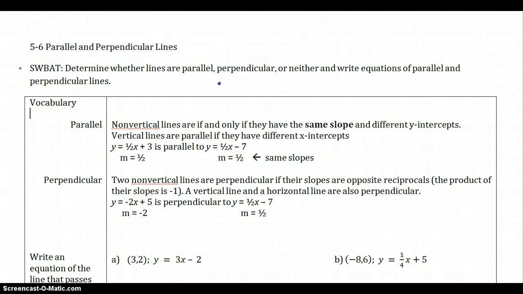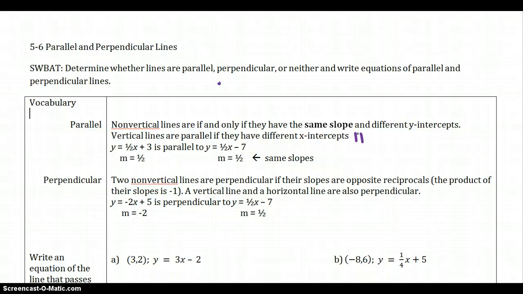Parallel. Two non-vertical lines are going to be parallel if and only if they have the same slope and different y-intercepts. Also, vertical lines are going to be parallel if they have different x-intercepts. So vertical lines, remember, are the lines that just go straight up and down. They're going to be parallel if they have different x-intercepts instead.